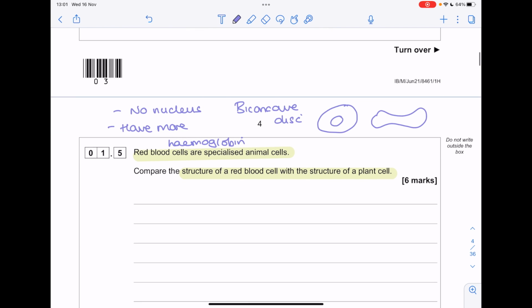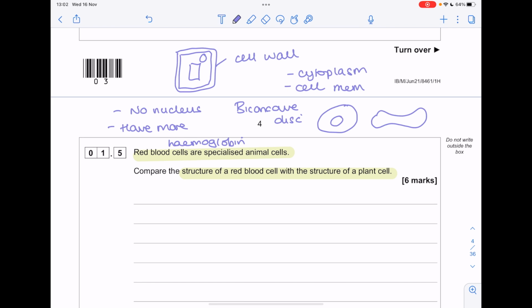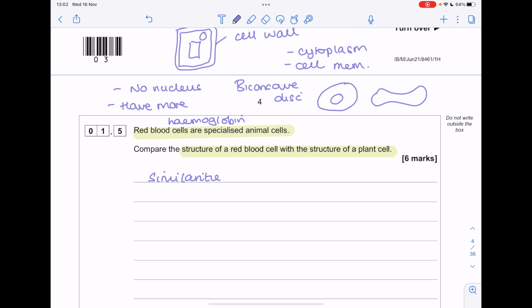If I draw a plant cell up here, it's got a different shape. It does have a nucleus. The main difference between this and the red blood cell is that the plant cell has a cell wall. However, there are lots of similarities, such as the fact that they both have cytoplasm, cell membrane. So we're now going to compare these two cells, saying what's the same and what's different. Because after all, that's what compare means.